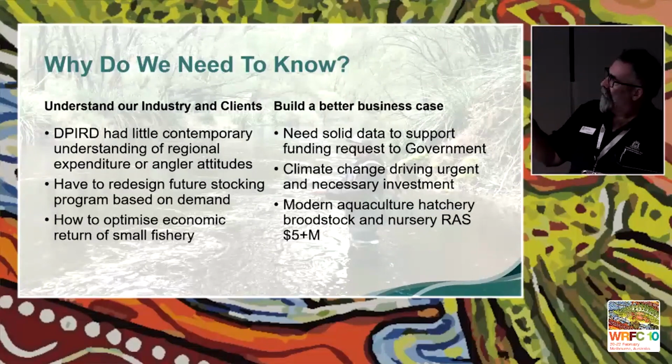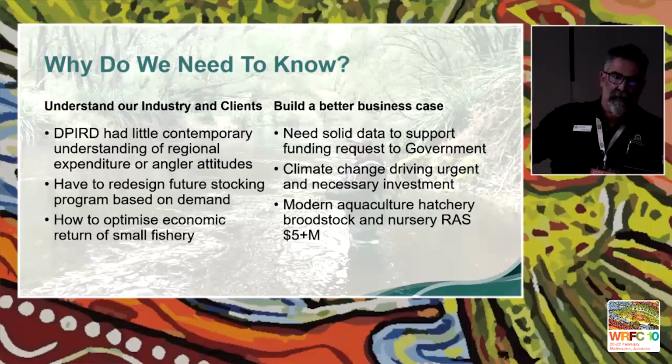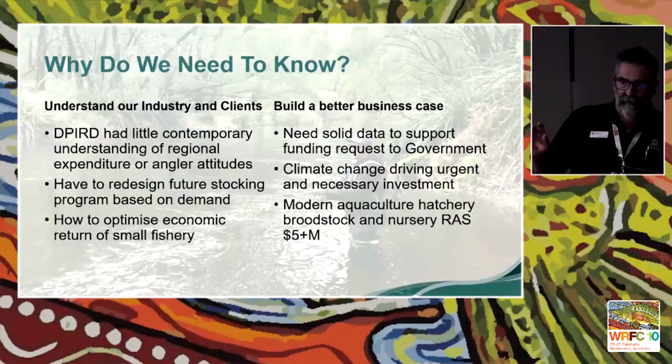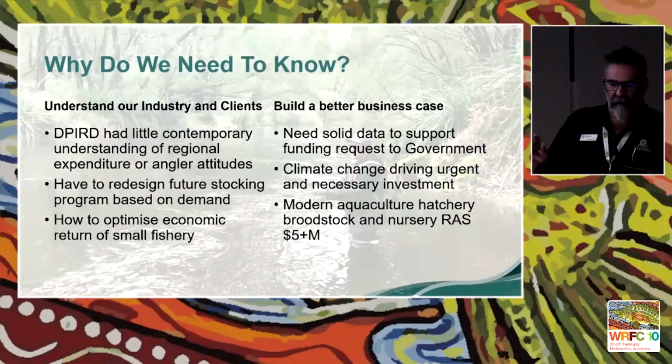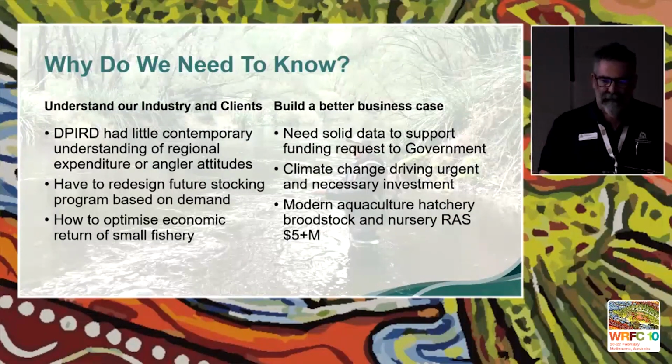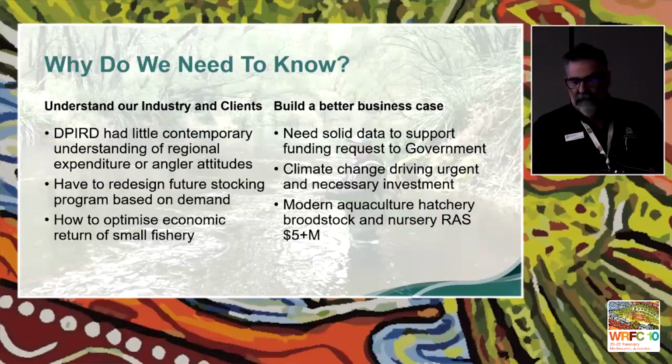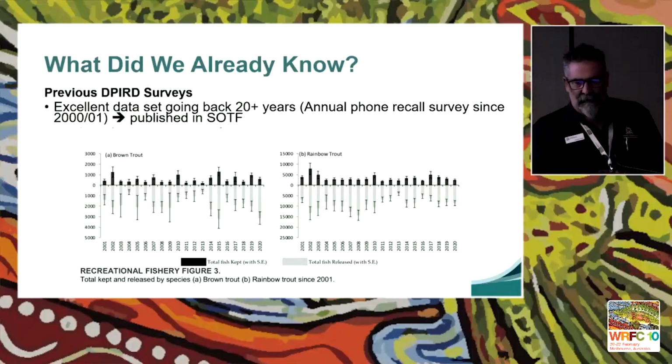But we also need to invest in production systems that protect fish from high summer temperatures. That investment in RAS systems and aquaculture technology is going to cost us money, so we need a compelling case to take to government. And that's all driven by fairly substantial changes in the climate.